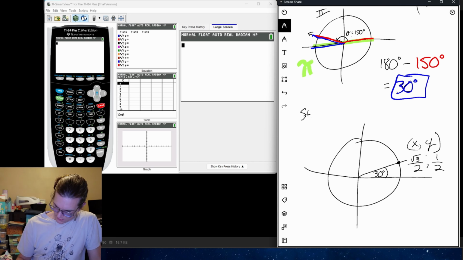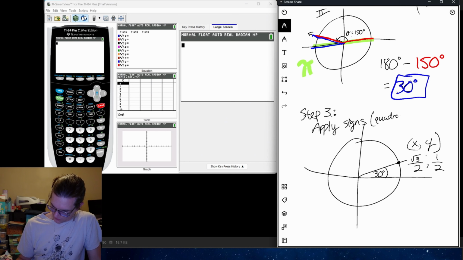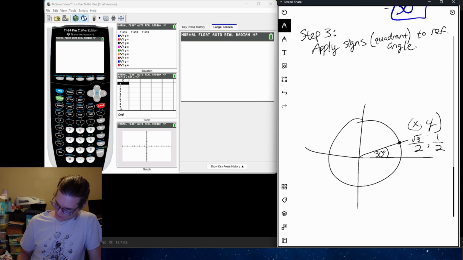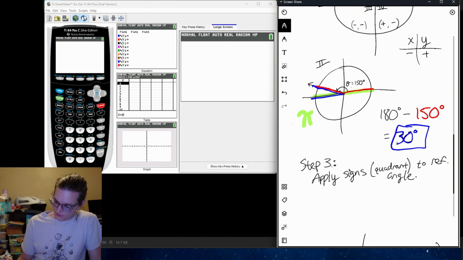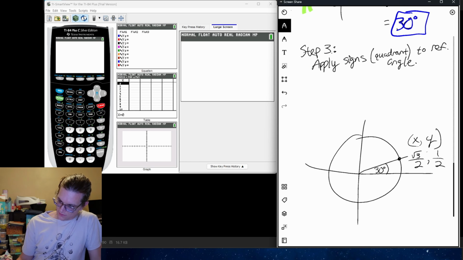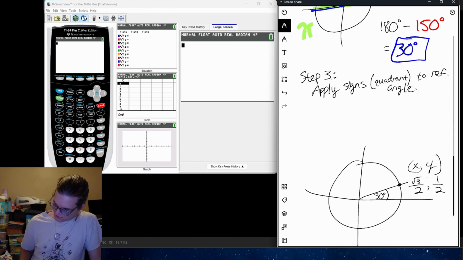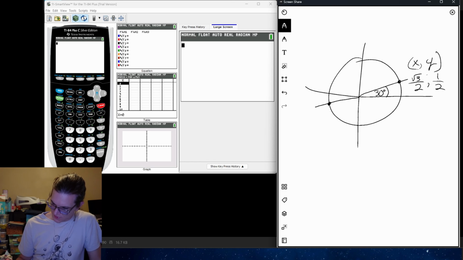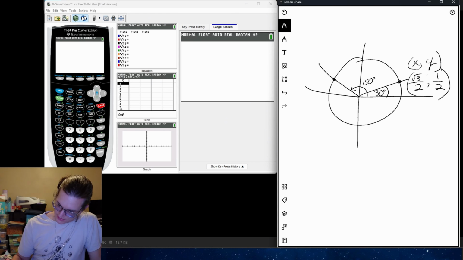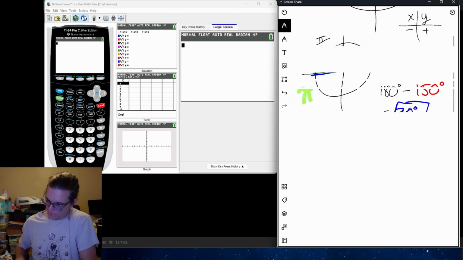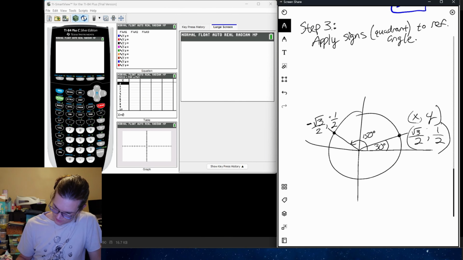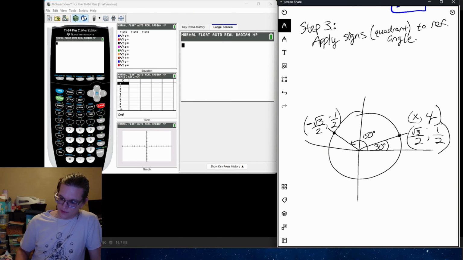And then step 3, we apply the signs, thanks to knowing the quadrant, to the reference angle. So we determined quadrant 2 means minus plus. The reference angle is 30 degrees, so the coordinate at 150 will be these coordinates, except for a slight difference. We add the signs minus plus, and this is already positive, but we can write it for good measure. So that's a three-step program.